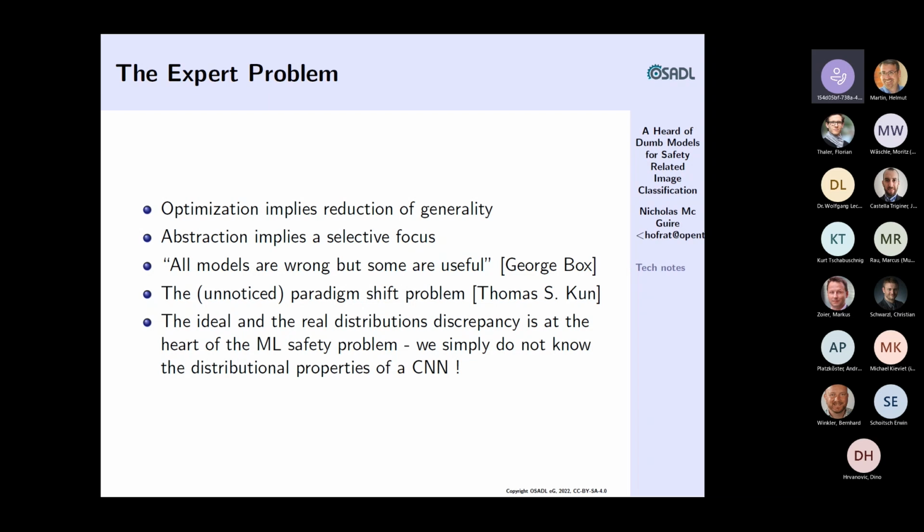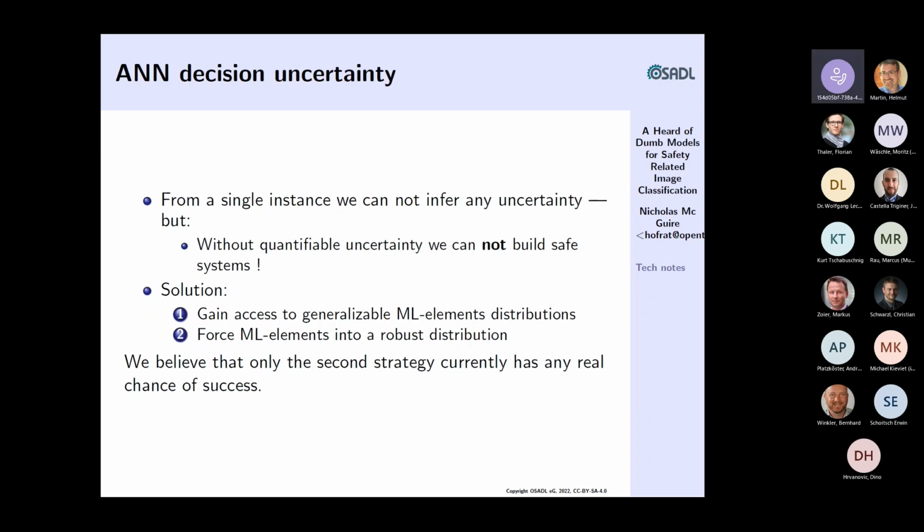Okay, next one. Yes, ANN decision uncertainty. So as we know from experts, from a single instance, it is actually very hard to say anything about the uncertainty. You can trust it or you cannot trust it, but you can't really quantify the uncertainty.